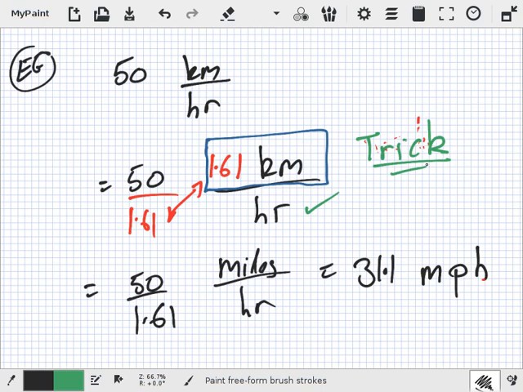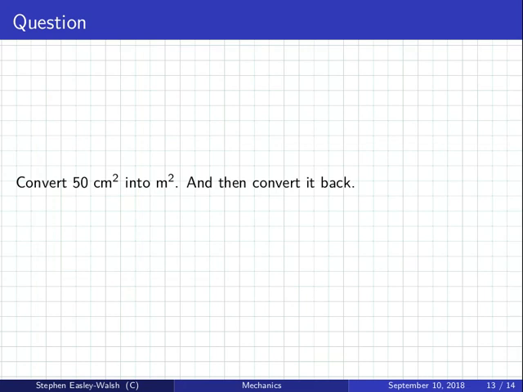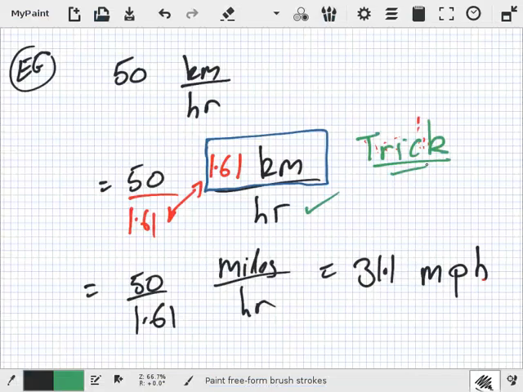Are we okay with this example? Because I think we'll do harder ones now. Now this is much harder. Convert 50 centimeters squared into meter squared. Now that's actually much harder. It's harder than it might seem.